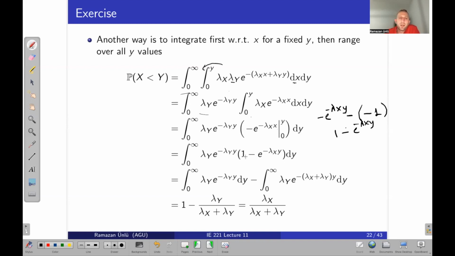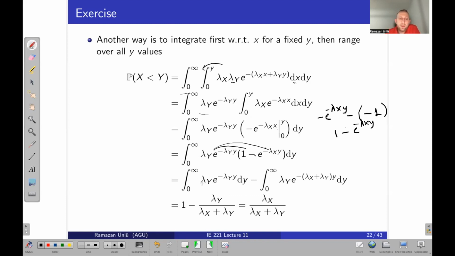Okay. So I can do the multiplication here. That will be lambda y times e to the minus lambda y minus lambda y times e to the minus lambda y times e to the minus lambda x y. So I will just distribute these coefficients. And then I can split that integration based on that subtraction. That will be the integration of lambda y e to the minus lambda y dy, minus the integration of lambda y e to the minus lambda x lambda y dy.